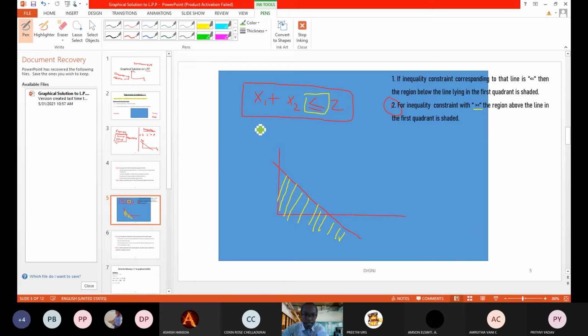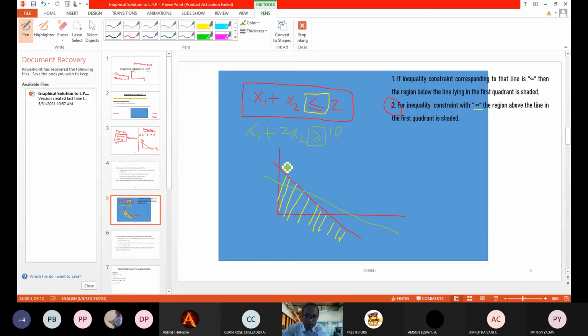Let's take another constraint. If we have x1 plus 2x2 should be greater than, let's say, 10. It's an example. Since the sign is greater than, now let's plot this line. Let's say the second line is this way. This is the second line.